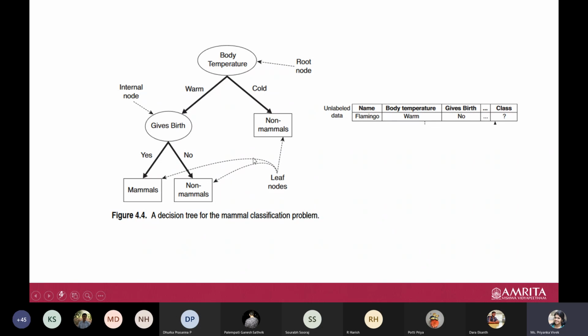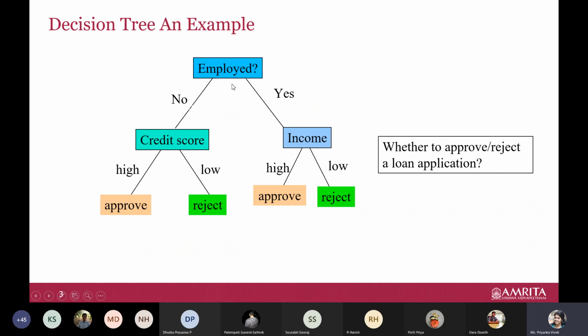Similarly, in this decision tree, we can say the person is not employed and credit score is low, then reject the loan application. Similarly, if the person is employed and income is high, then approve the loan application. I think I mentioned it wrong earlier. So this is the way you interpret a decision tree which is built from your training data.